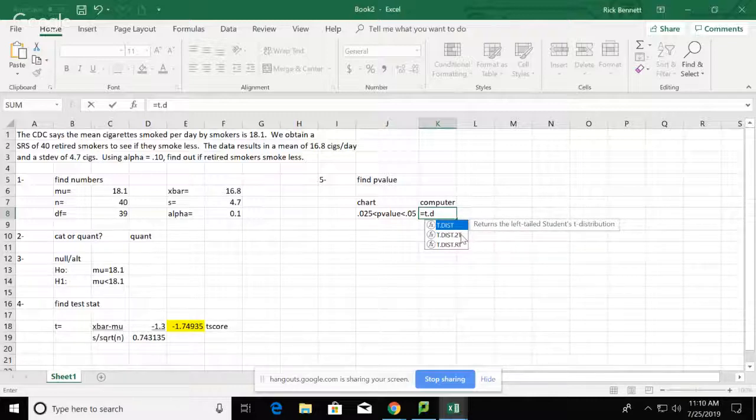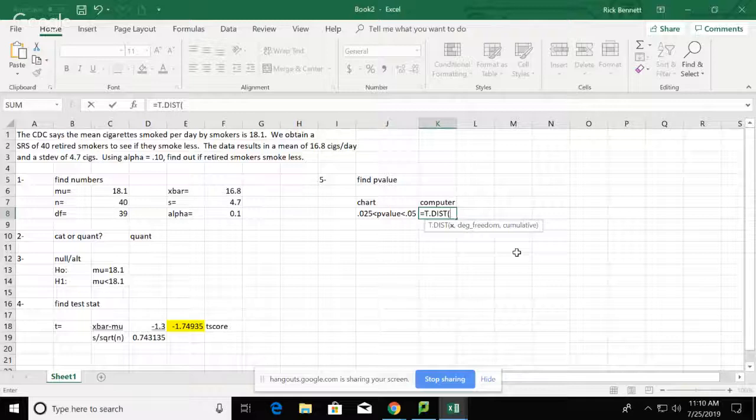Oh, you guys didn't draw your picture again, did you? How come you guys aren't drawing pictures? Why is there no LT on there? You just got to figure it out? Well, it's going to be the left tail. The t.dist with nothing on it is your left tail. Now, here's what you need to do. I'll finish this, but you really should have drawn your picture.